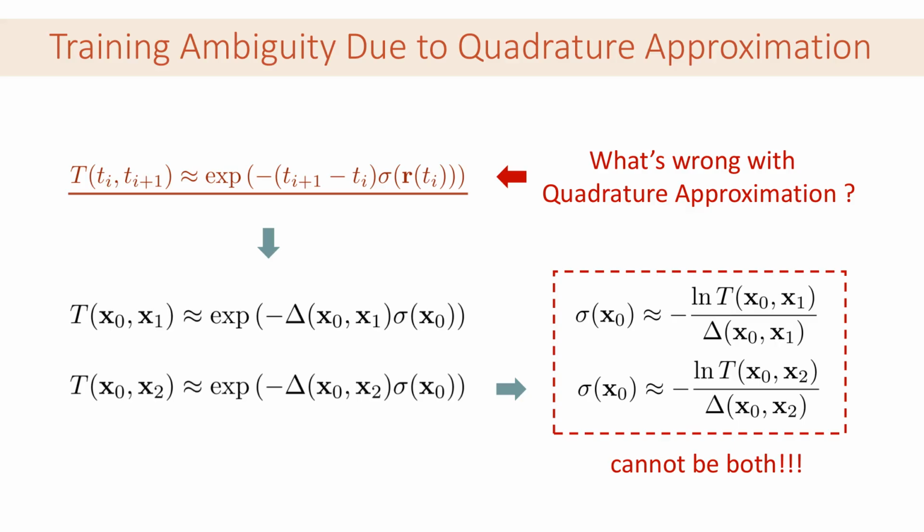However, during training, multiple segments that share the same starting point may be sampled. For instance, segments x0, x1 and x0, x2 both have x0 as their starting point. This results in the density prediction at x0 receiving gradient signals from multiple segments, which introduces training ambiguity and complicates the optimization process.